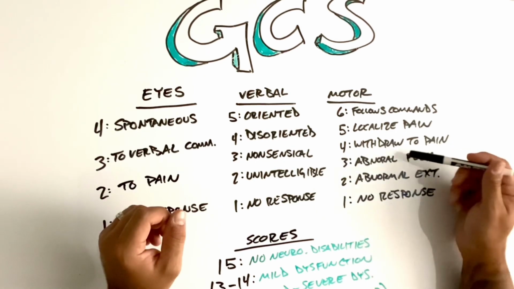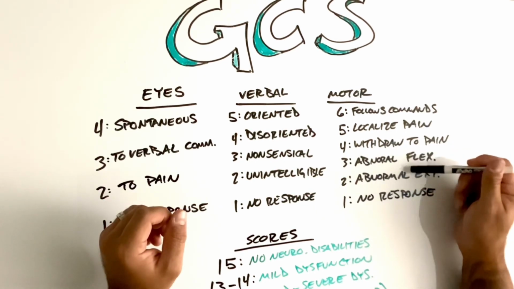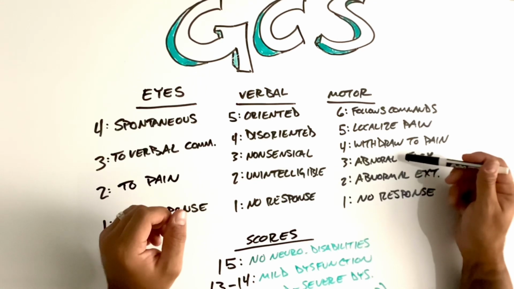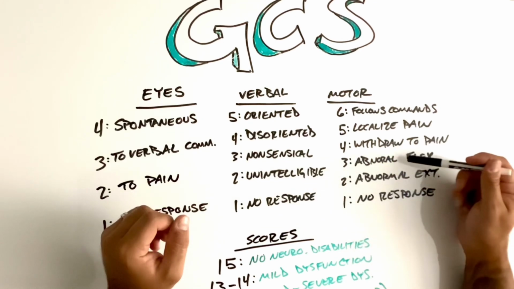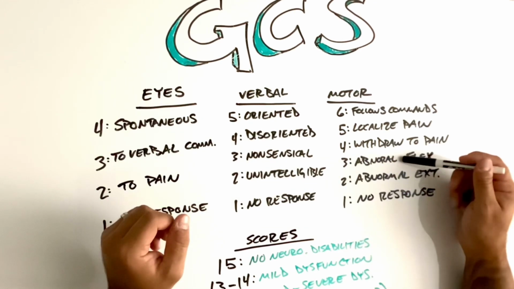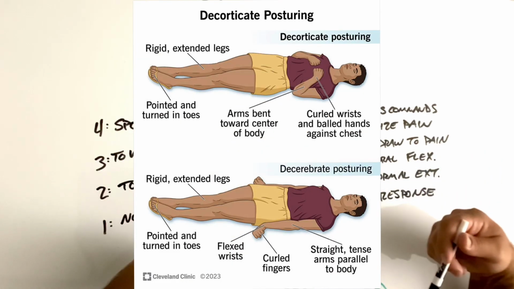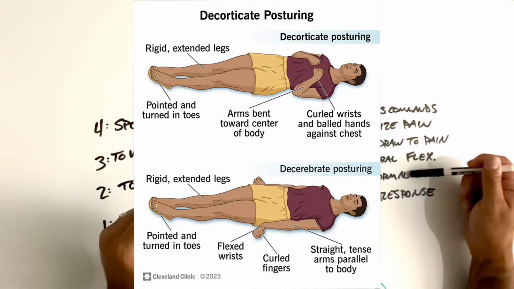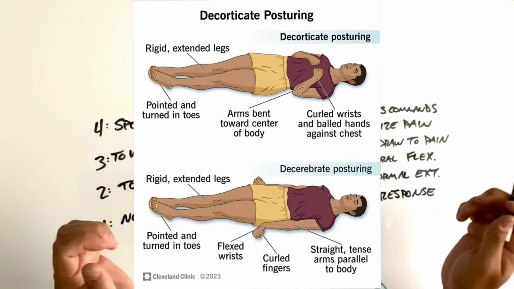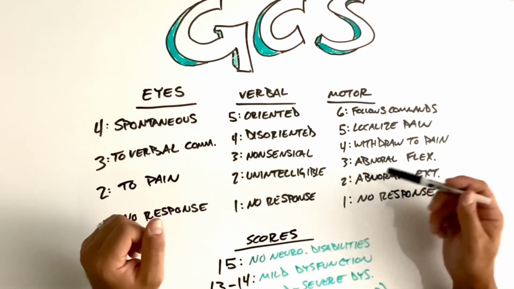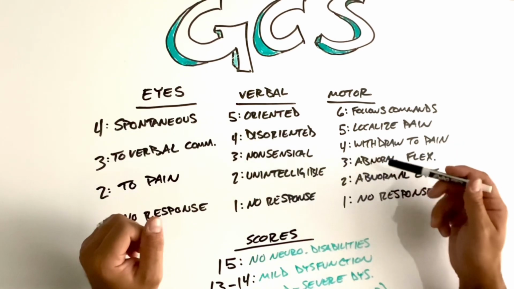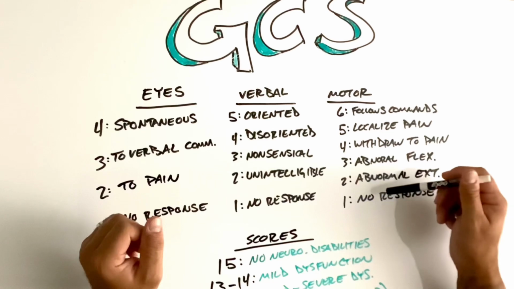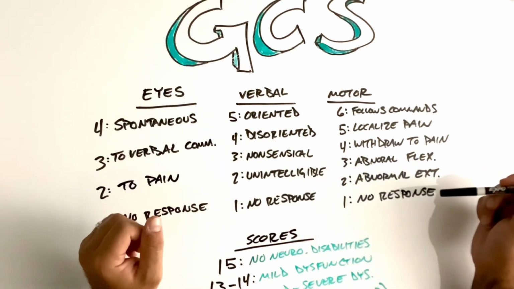That'd be a 4. Now, abnormal flexion and extension, this is coming into decorticate and decerebrate posturing, and I'll put a picture up on the screen. Do they have some sort of abnormal flexion in their motor response? That's going to be decorticate posturing towards the core. Or do they have abnormal extension? That's where your hands are going out, and that's decerebrate posturing. Or the last one we could have is no response. We're trying all these items and all these assessment modalities, and they have no response.